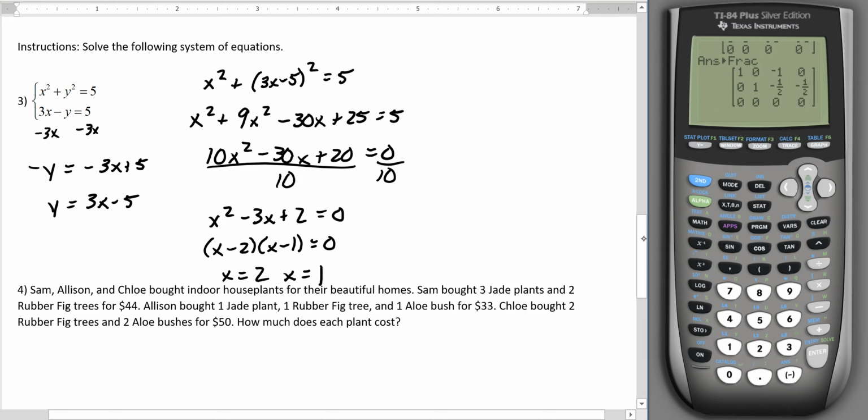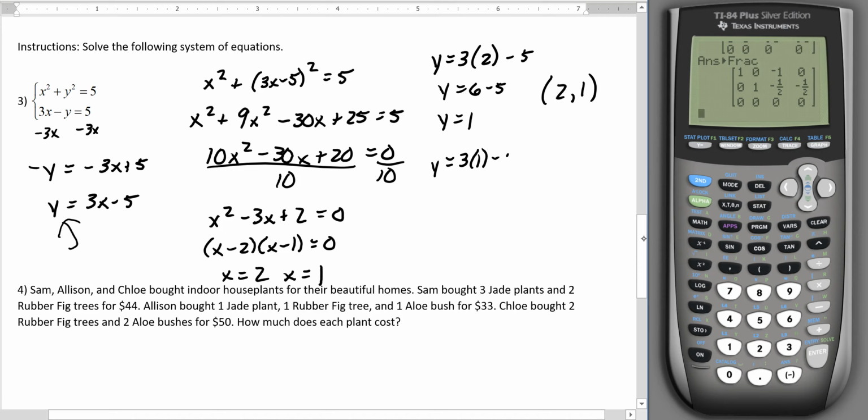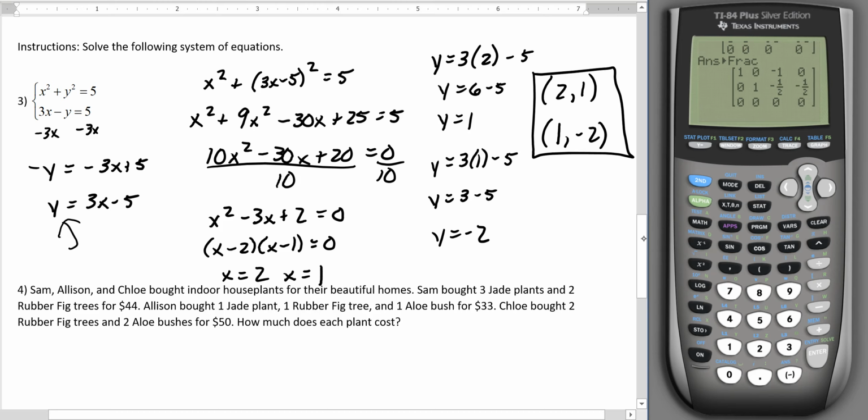Now I'm not done. Remember, now that I know what x equals, I have to figure out what y equals. So I'm going to say that y equals 3 times 2 minus 5. So that would be 6 minus 5, which means y equals 1, which gives me the coordinate point 2, 1. And y equals 3 times 1 minus 5, which would be 3 minus 5, which would be negative 2. So that would be the coordinate point 1, negative 2. And there are my two solutions.